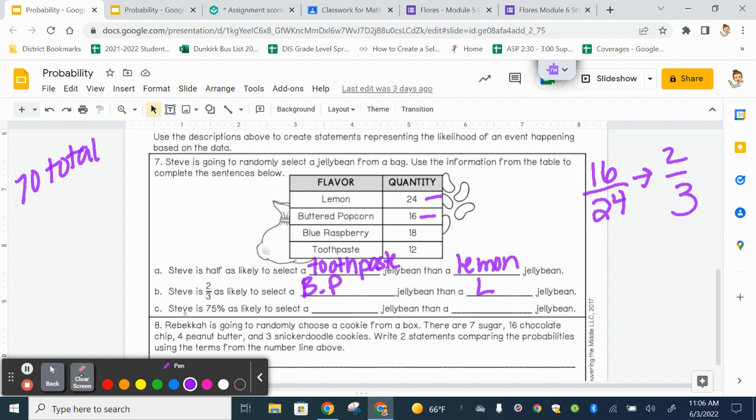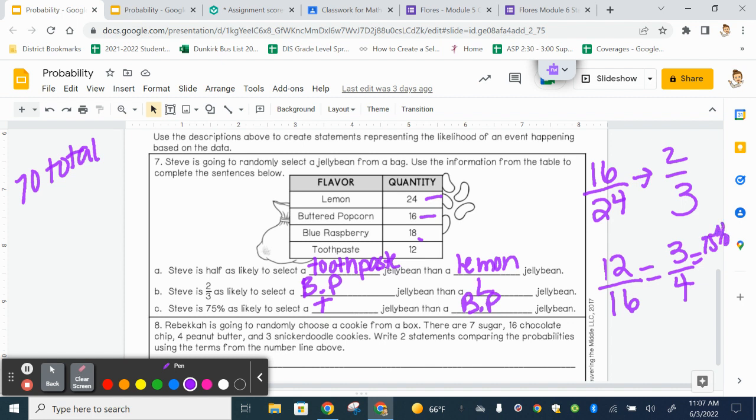And then the last one, Steve is 75% as likely to select a what jelly bean than a what jelly bean. So we're now kind of looking for that 3/4. 3/4 is 75%, if you're wondering where I got that. So this one, if I take a look at my toothpaste, I'm going to put T for toothpaste, and my buttered popcorn. And off to the side, I'm going to show you how that worked. My toothpaste was 12. My buttered popcorn was 16. And if I divided each by 4, that would get me 3/4, which I know is 75%.